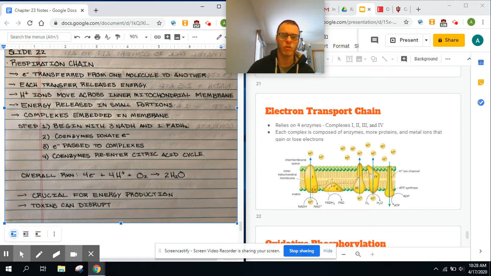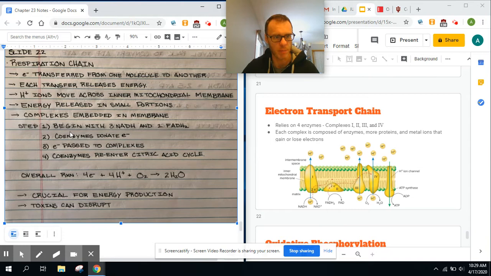H plus ions move across the inner mitochondrial membrane. So what we're doing is we're transferring H pluses and electrons because we need a balanced charge. Energy is released in little blips, so it doesn't all dump into your system at once. We wouldn't be able to handle that. Here you go. The complexes are embedded in the membrane.